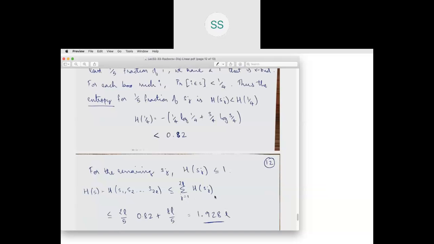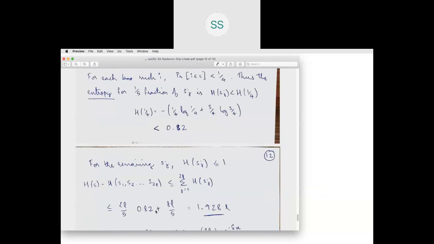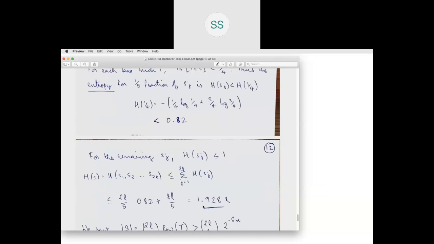And what do we know? We know that for a 1/5 fraction of Sj, we have this upper bound. There are 2L Sjs, so a 1/5 fraction of them is upper bounded by 0.82. For the remaining, we don't have any bound, so we'll just take 1. So the remaining 80% is upper bounded by 1. So we can write this. Now if you add it up, we'll get something like 1.928 L. So the entropy of S, which is the entire vector, is at most 1.928 L.